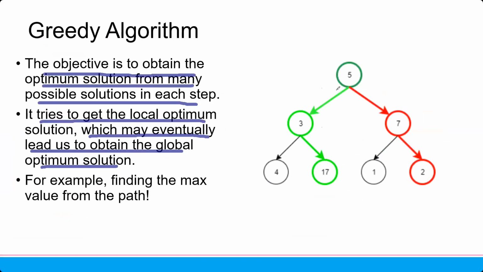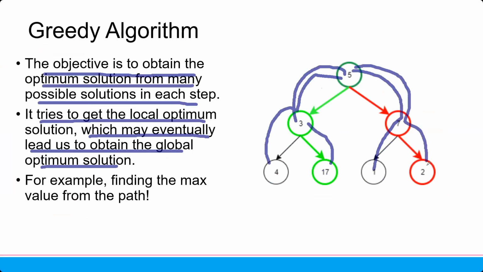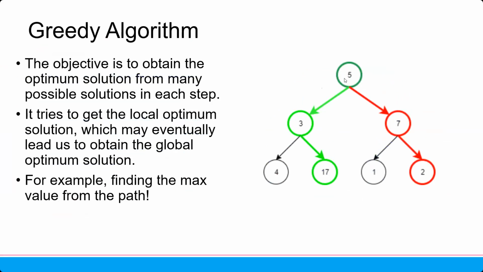For example, if I want to find the maximum path for this node, the greedy algorithm will try to find every possibility. So 5 to 3 to 4 is on the arrow. And then it will check 5 to 3 to 17. It will check 5, 7 to 1. And then it will check 5, 7 to 2. And then, after we get all the values, we want to find the maximum value from the path. So the maximum value will be the addition, for example, 5 plus 3 plus 4. What is the result? 5 plus 3 plus 17, what is the result? 5, 7, and 1, what is the result? And 5, 7 plus 2, what is the result? And then we check the maximum. So the greedy algorithm will check every single step.